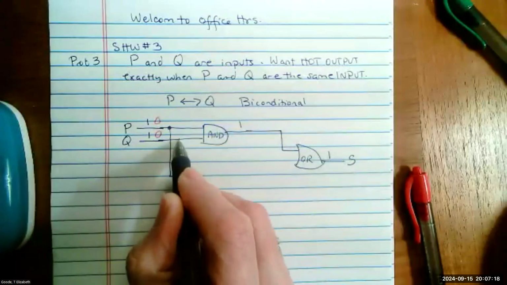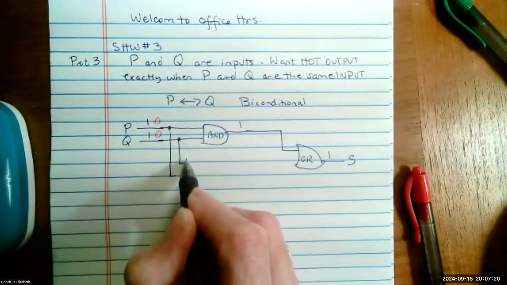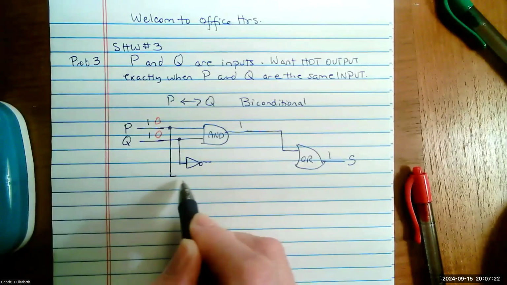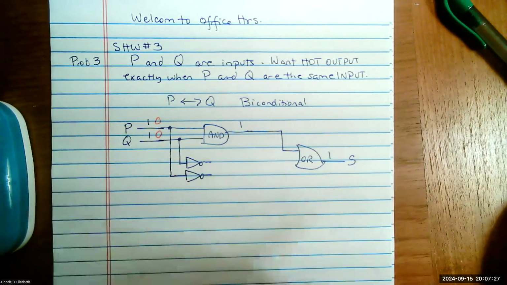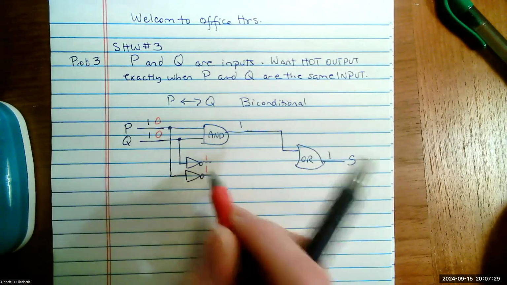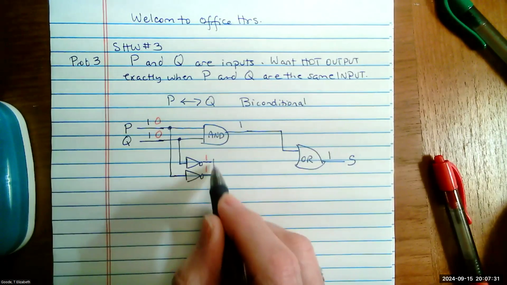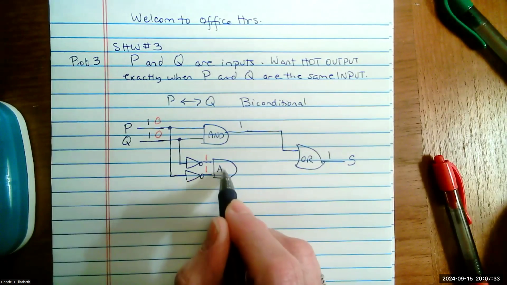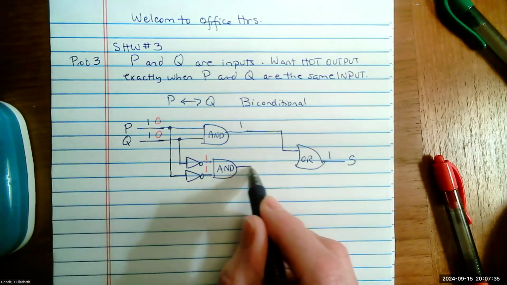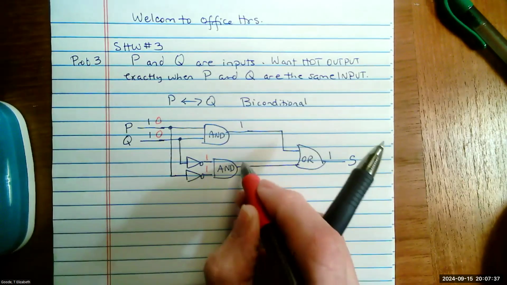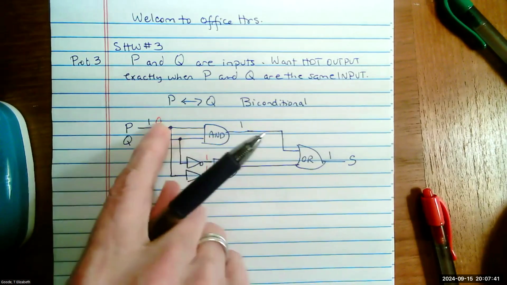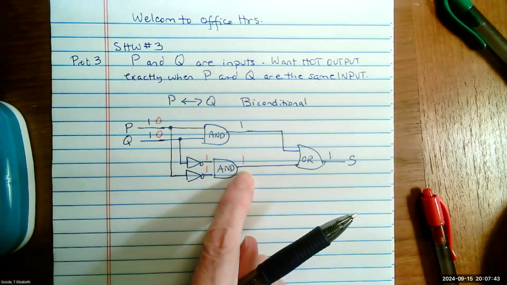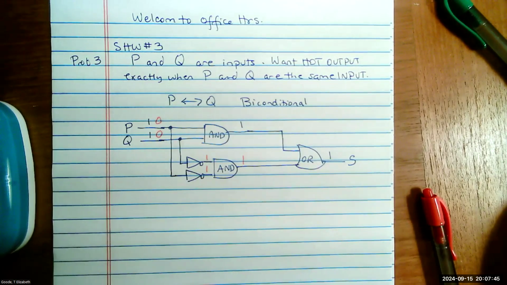So it would be two NOT gates that connect back to an AND gate. That's right, exactly. If we run those 0s through NOT gates, they're going to flip to 1s. And then we can use the AND gate to test for that. And then we want a hot output if this happens or if this happens. So we attach them with an OR.